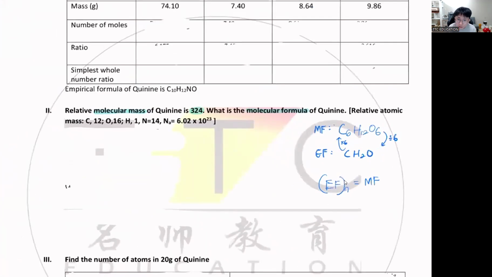So what you're going to do, you're going to take your empirical formula, C10H12NO, bracket N equals to 324. Means you total up the whole thing with the N. That is the whole mass of your chemical, right? So equal to the 324 lah. And I say take the molecular mass equal to the whole thing. So what you're going to do? Substitute your C equals to 12, O equals 16, H equals to 1, N equals to 14. Put the number in, find the N.